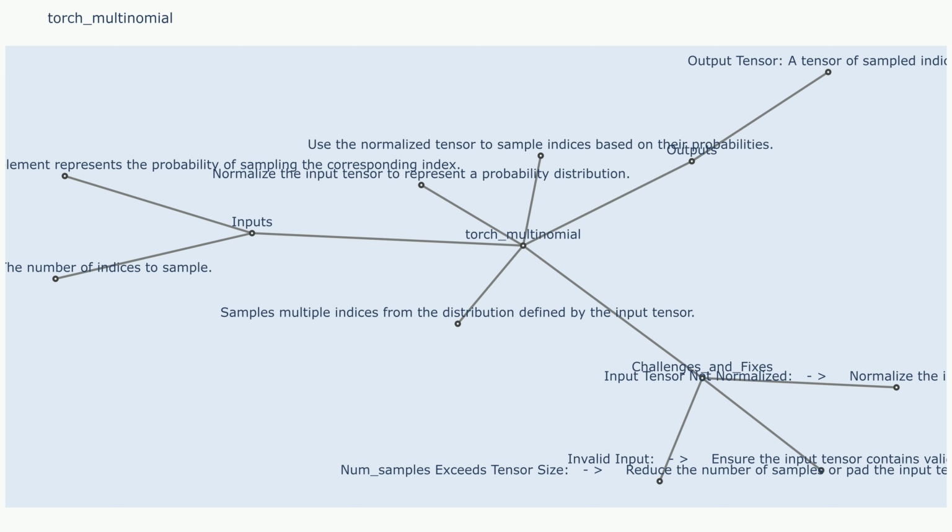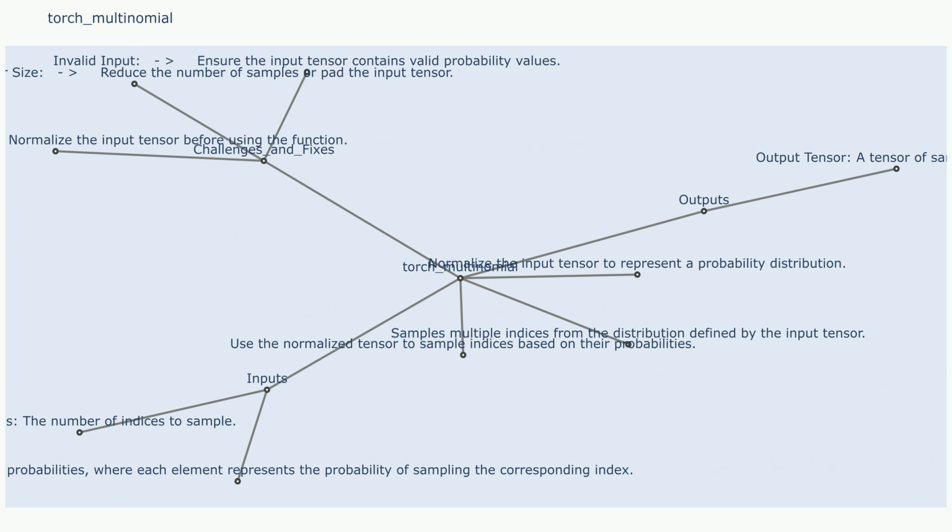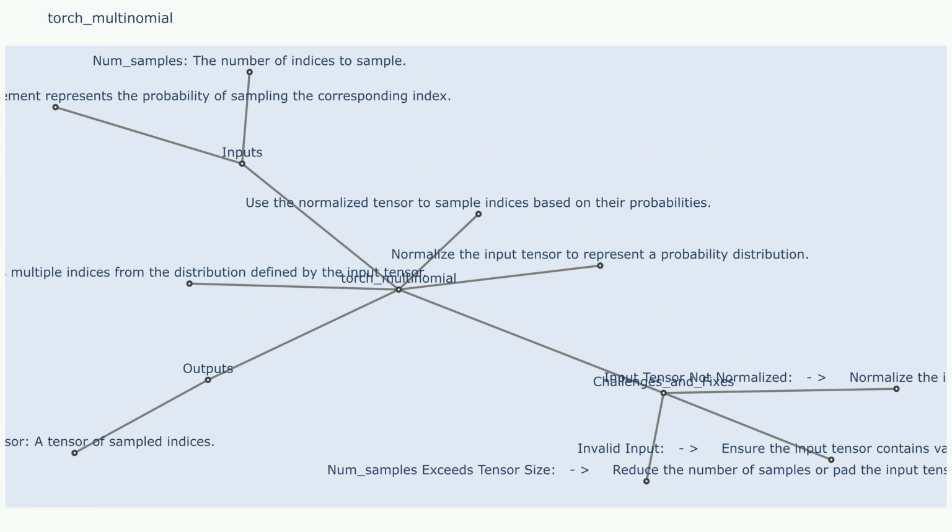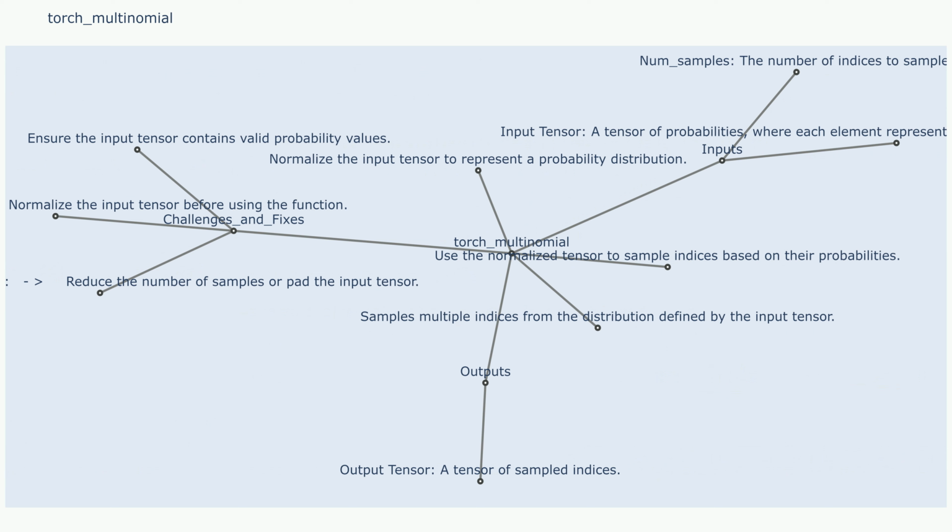Torch.multinomial. Description. Inputs. Input: a 1D tensor of non-negative numbers representing the probability distribution of outcomes. The elements of this tensor must sum up to 1. Num samples: an integer representing the number of samples to draw. Replacement: a Boolean value indicating whether to sample with replacement (true) or without replacement (false).